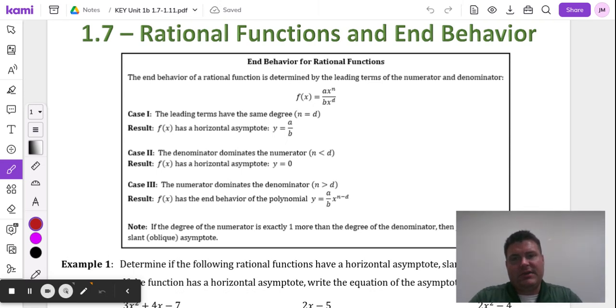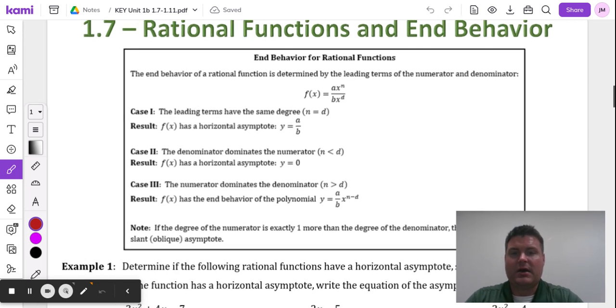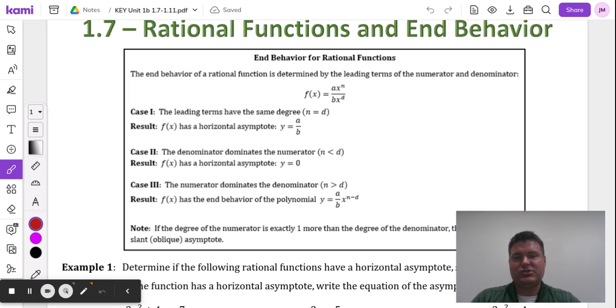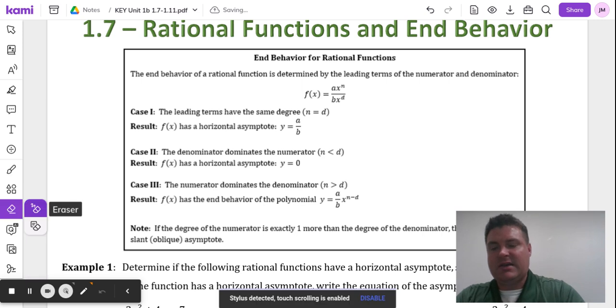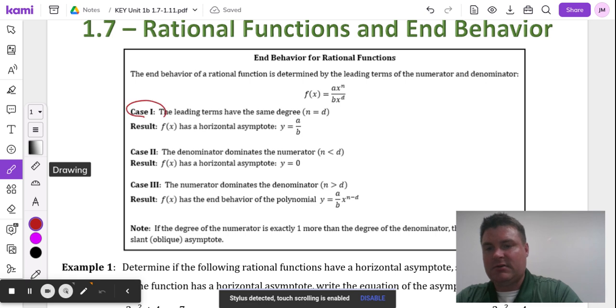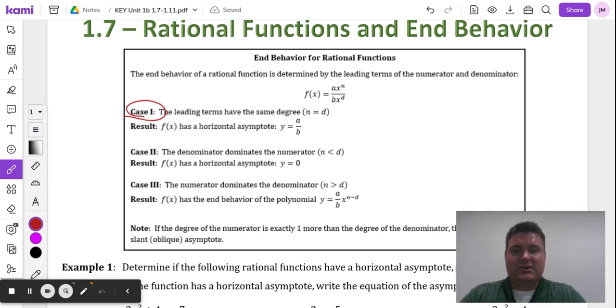I'm here for AP Precalculus 1.7, Rational Functions and Behavior. So when we're looking at this table here, it talks about end behavior. For end behavior, we are looking really at horizontal or slant asymptotes. We're looking at some general function, and I'll give you some examples with this too. When we look at end behavior for rational functions, for case one, the leading terms have the same degree.